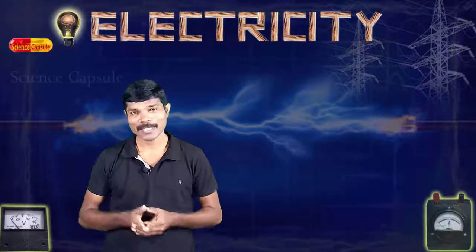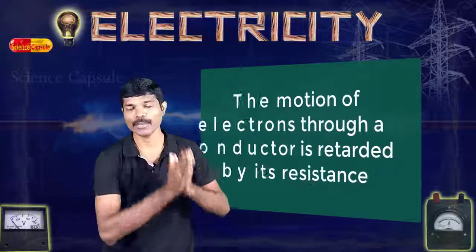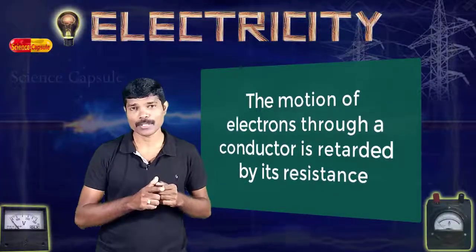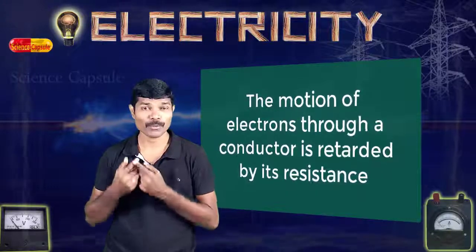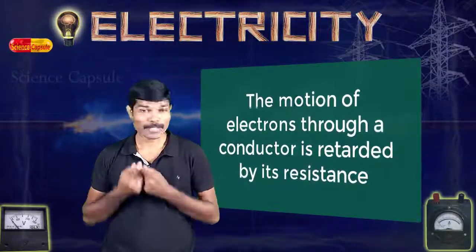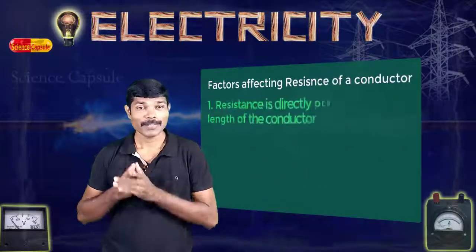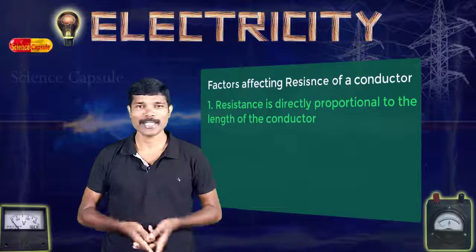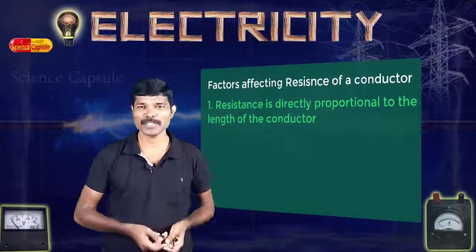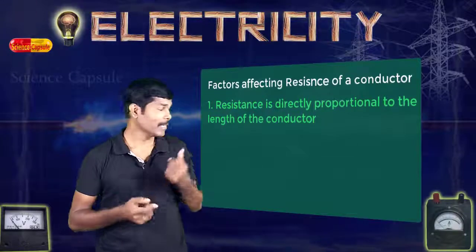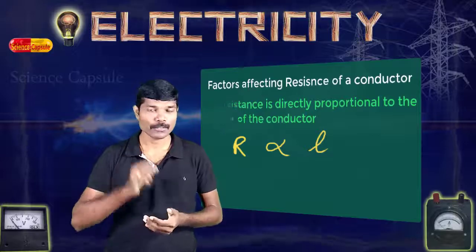So dear students, resistance is the restriction offered by the conductor when the electric charges flow in a circuit. And this resistance of a conductor depends upon various factors. Let us now discuss one by one what are the various factors on which resistance of a conductor depends. The first factor is the length. If the length of the conductor is increased, then the resistance will also increase. If the length of the conductor is decreased, then the resistance will decrease. So we can say that R is directly proportional to length. This is the first factor.